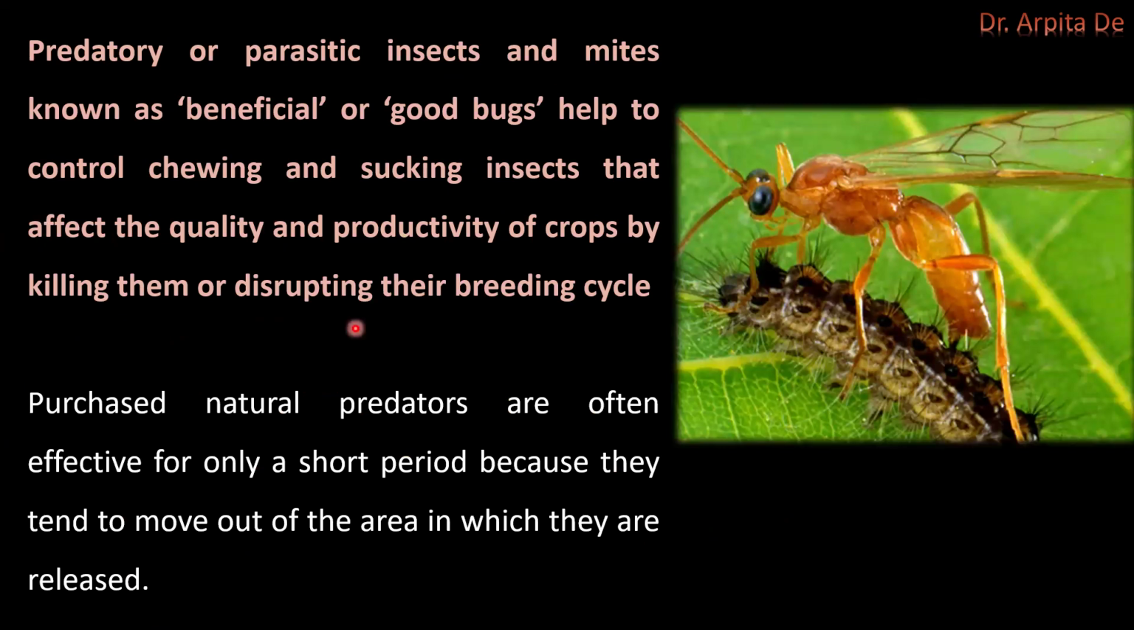Now see, here also you can see one insect is feeding on another insect. Predatory or parasitic insects and mites, known as beneficial or good bugs, help to control chewing and sucking insects that affect the quality and productivity of crops by killing them or disrupting their breeding cycle.